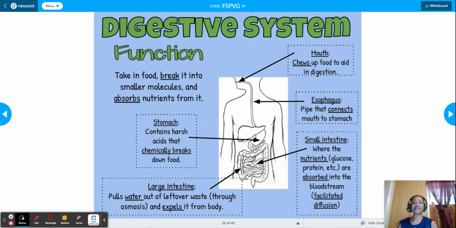Our digestive system allows us to take in food, it breaks that food down, and our body is able to absorb the nutrients from that broken down food. There you can see the vital organs that are associated with the digestive system. Remember that the digestive system begins as a physical process when we physically bite and chew the food in our mouth.